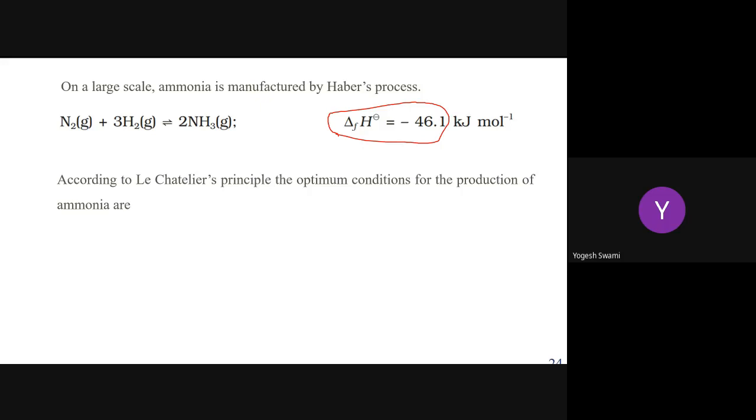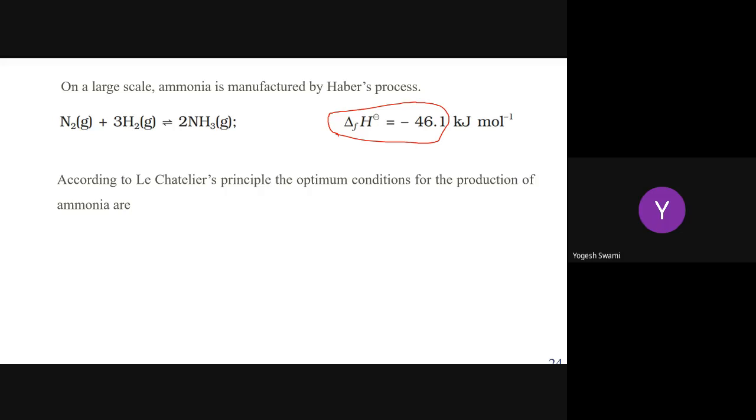In class 11, we studied the Le Chatelier principle, which is applicable at the stage of equilibrium. This equation is a reversible reaction. It can be forward directing or backward directing, depending on reaction conditions. So our ultimate aim is to increase the yield of ammonia gas. How can we increase that? That is described in the Le Chatelier principle.